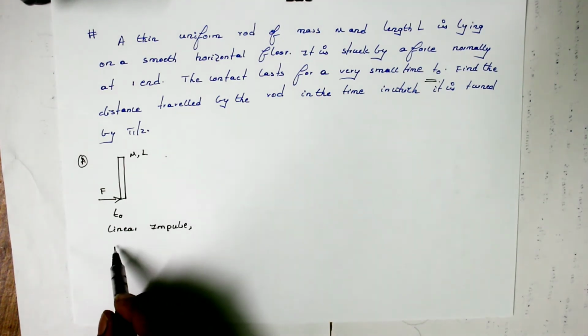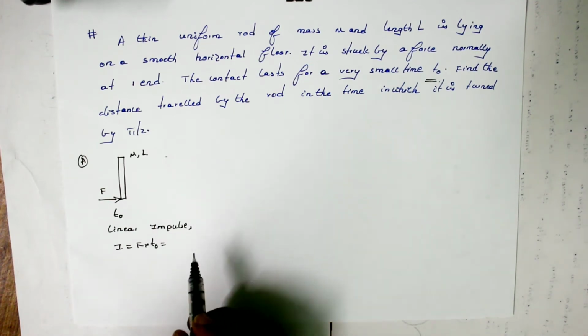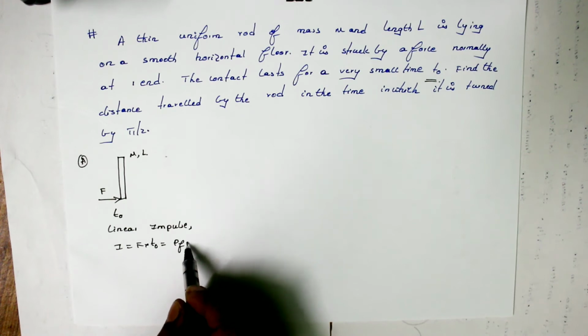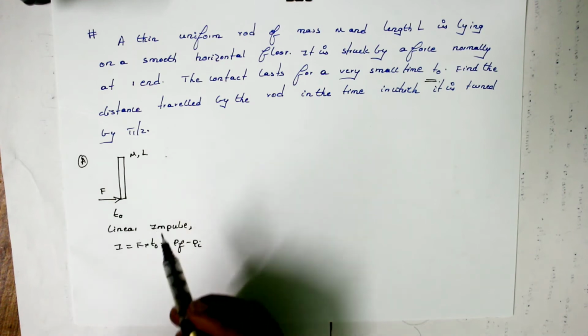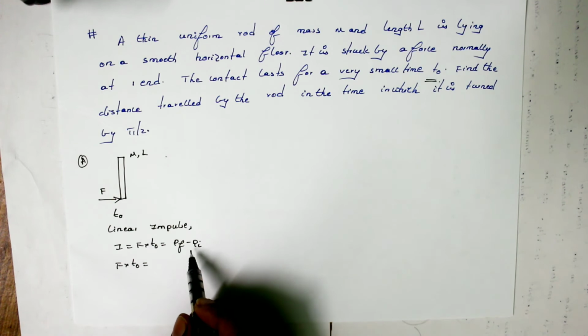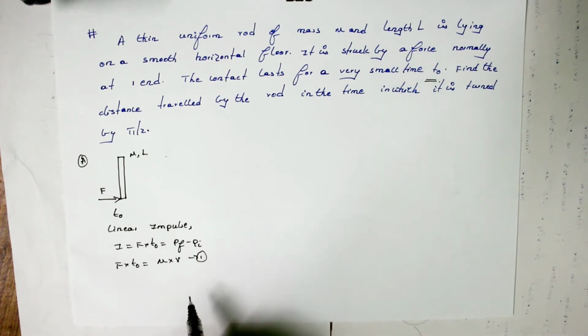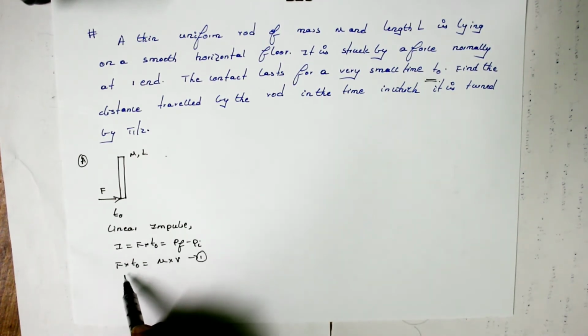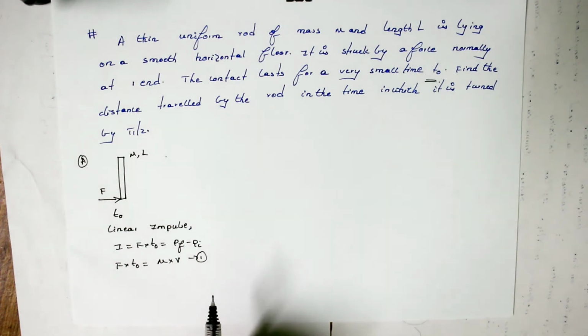So if I consider the concept of linear impulse, linear impulse can be written as I is equal to F into t naught. It provides the change in linear momentum, so P final minus P initial. P initial is 0 because this rod was at rest. So F into t naught is equal to P final, which is m into v, as it gains a velocity of v. So this is our equation number 1. This is the linear impulse which is generated, force into time, and it produces a linear momentum of mass into velocity.